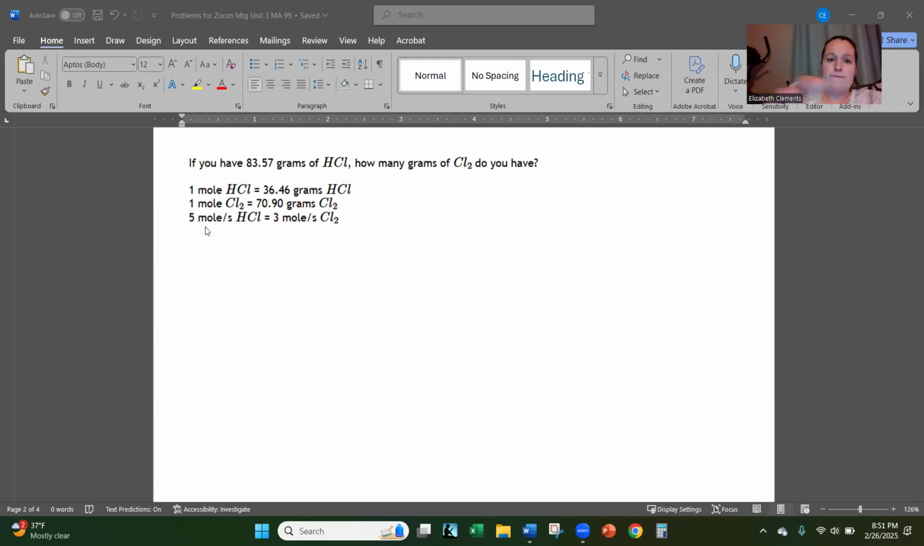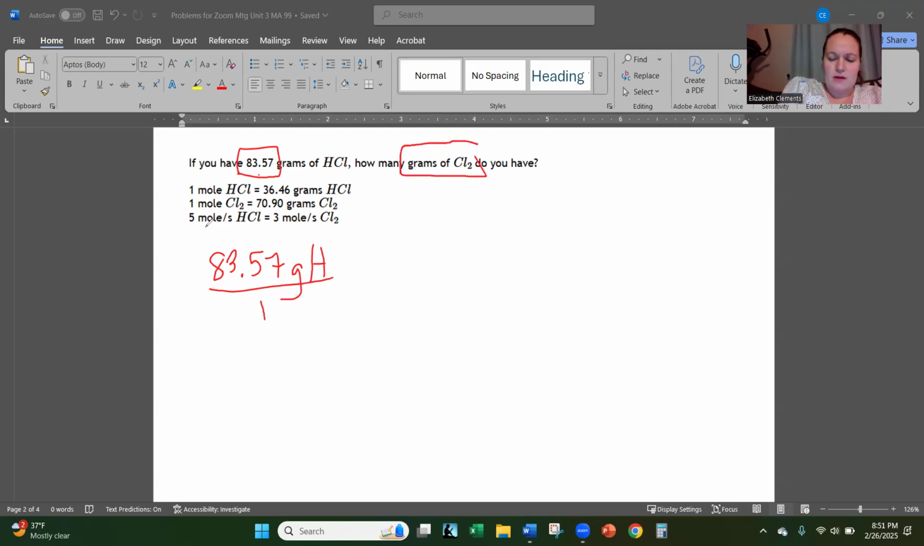So first thing, we're going to start with what we're given. We have 83.57. I'm going to simplify this and write it as g of H, because my other one is g of C. So g of H, all over 1. And I need to get this to g of C. So at the end, you're going to end up with g of C.